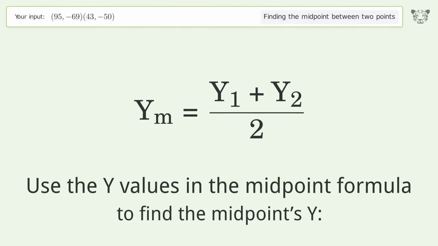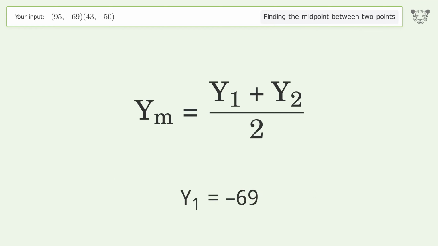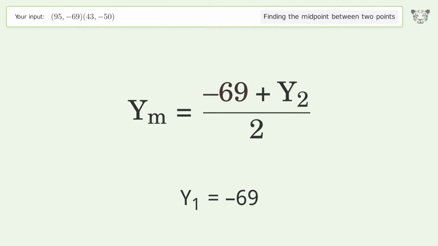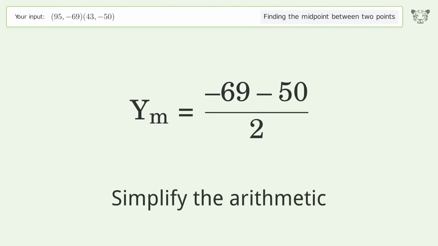Use the y values in the midpoint formula to find the midpoint's y. y1 equals negative 69. y2 equals negative 50. Simplify the arithmetic.